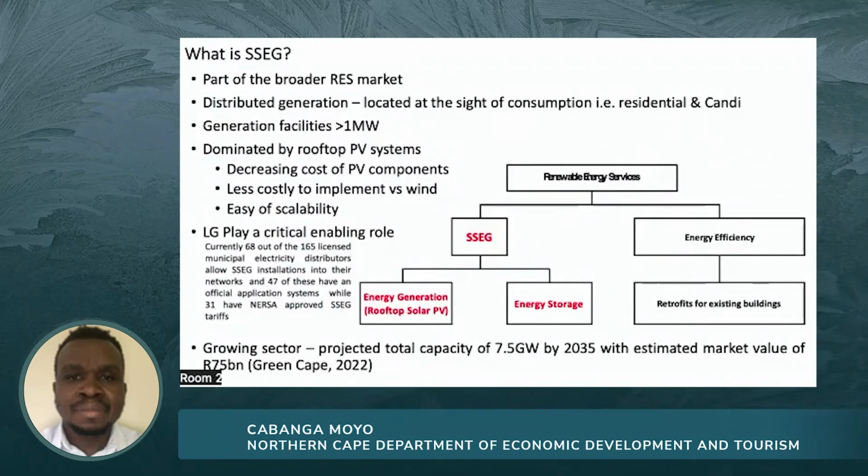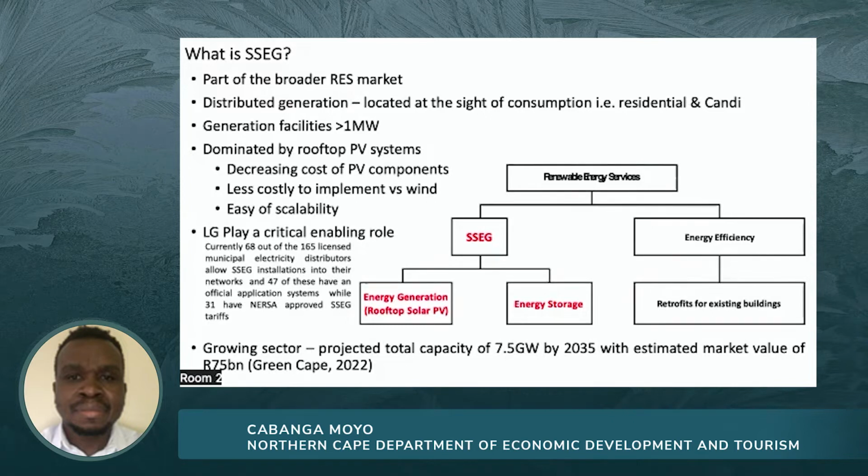And then what is small-scale embedded generation? It is called small-scale because it involves generation facilities of less than 1 megawatt. It is embedded in the sense that it is located at the site of consumption, where electricity is generally consumed. That's where the system is also located, unlike the conventional electricity value chain, which is centralized. And this system is dominated by rooftop PV.